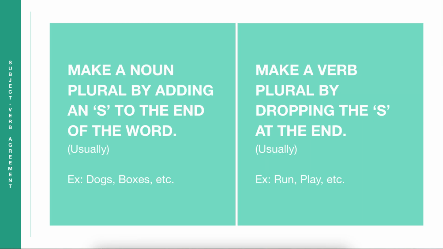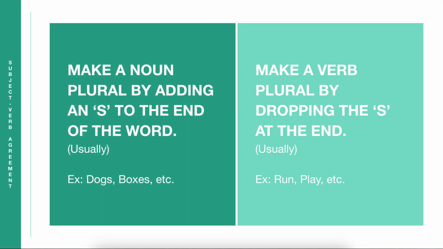Now let's get into a little bit more detail here. First off, I want to talk about how we make a noun plural, and this should feel like a review for you. We make a noun plural simply by adding an S to the end of the word, usually. This isn't always the case, but usually that's the case. So some examples: dogs, boxes, cars, girls, boys. We take the noun, boy, car, dog, whatever it is, and we put an S at the end of it, and that makes it plural.